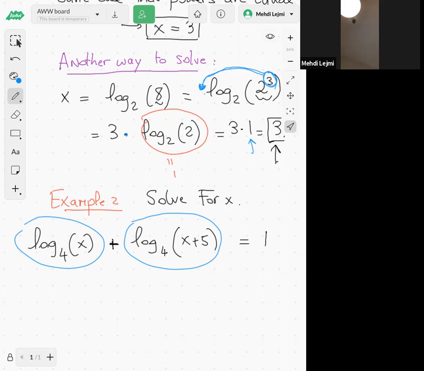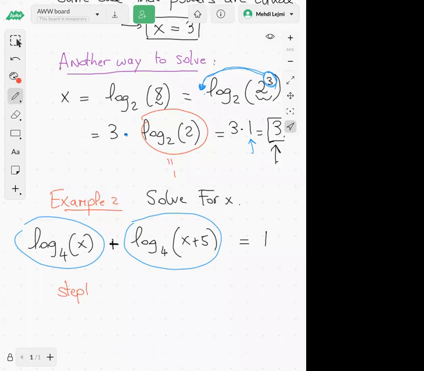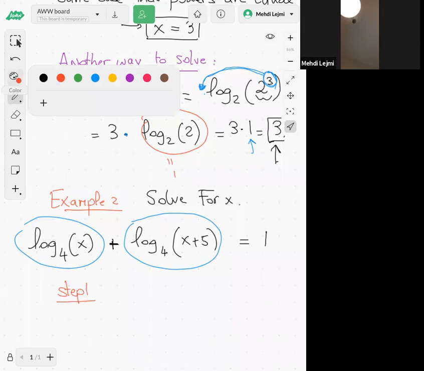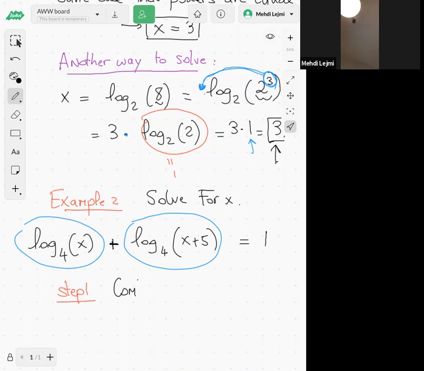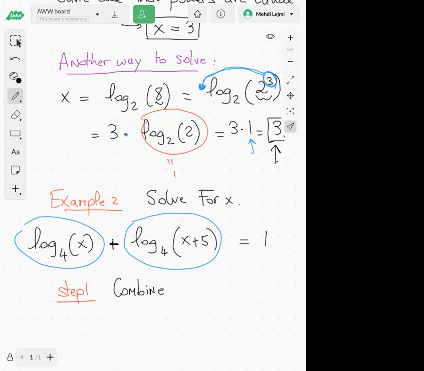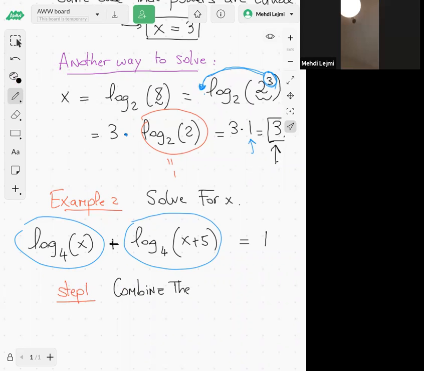Again, the idea is to get rid of this log, but before getting rid of the log, I'm gonna try to combine these 2 logs in just one log. So in step 1, I'm gonna combine the 2 logs in just one log.